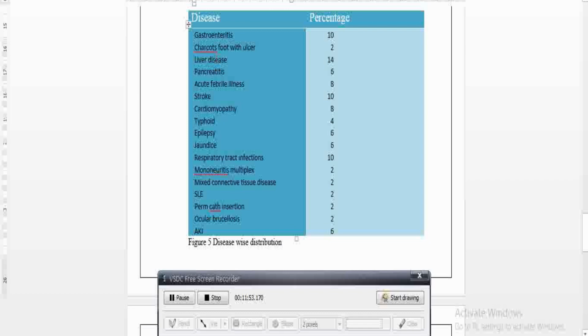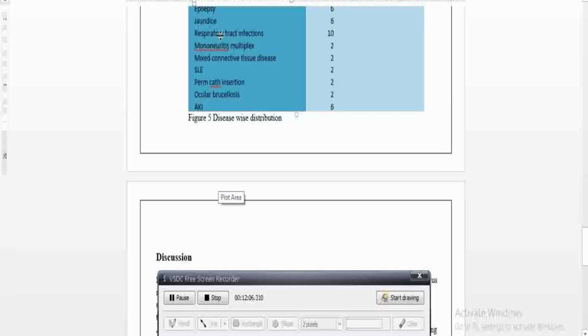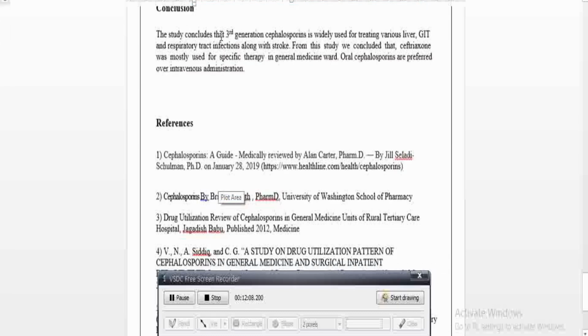Okay, here it is figure 5, which is disease wise distribution. So here you can see that 14% is liver disease, and then 10% stroke, respiratory tract infection, which includes both LRTI, URTI, and gastroenteritis. That was my result section.